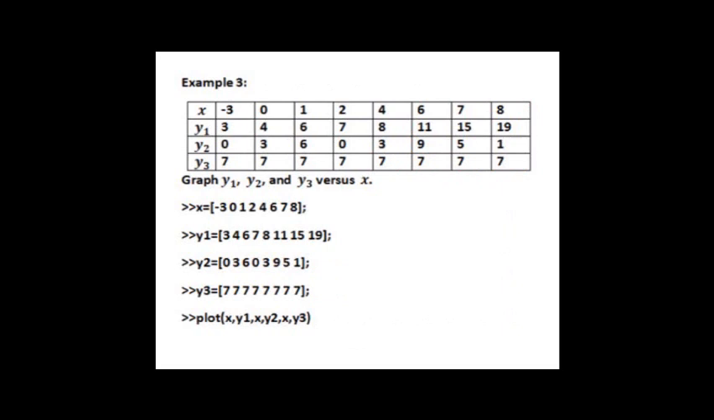In example 3, we have three data sets for y1, y2 and y3. We would like to graph these three data sets over the same x variation. Okay, go to MATLAB command prompt, as row matrices enter all these data sets, first for x, then for y1, then for y2, then for y3, and after that you call the plotter as plot of x comma y1 comma x comma y2 comma x comma y3.